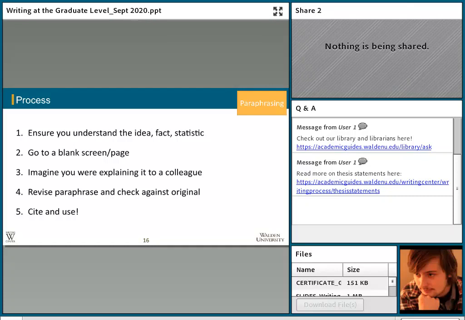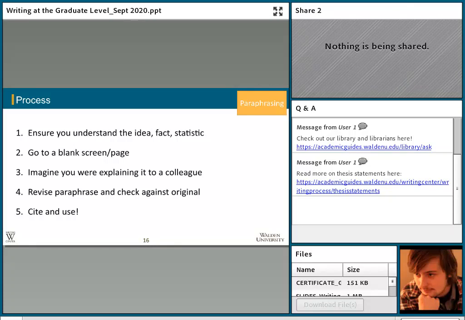So some steps in crafting an effective paraphrase. One, read the passage, ensure that you fully understand that idea, fact or statistic. An important aspect of paraphrasing is that you're keeping the idea in its original context and you're accurately representing the idea of the author.